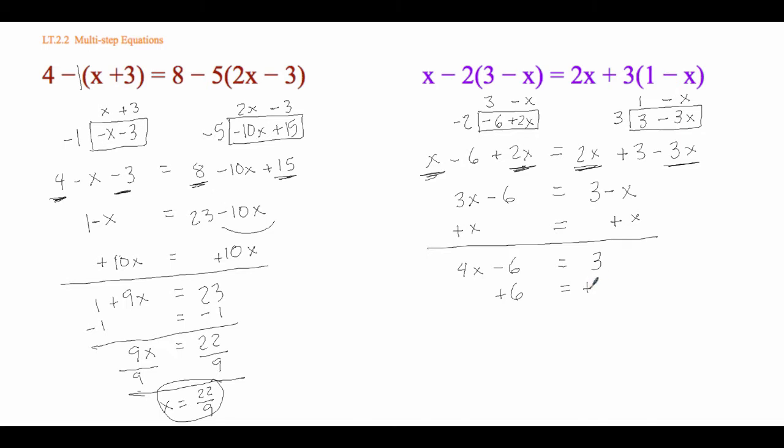Anything you do to the left side, you do to the right. Every time I do a property of equality, I underscore it. So 4x is equal to 9. Now the x is still not isolated, so to do the inverse operation, we will divide both sides by 4. And you get x is equal to 9/4. Circle your answer.